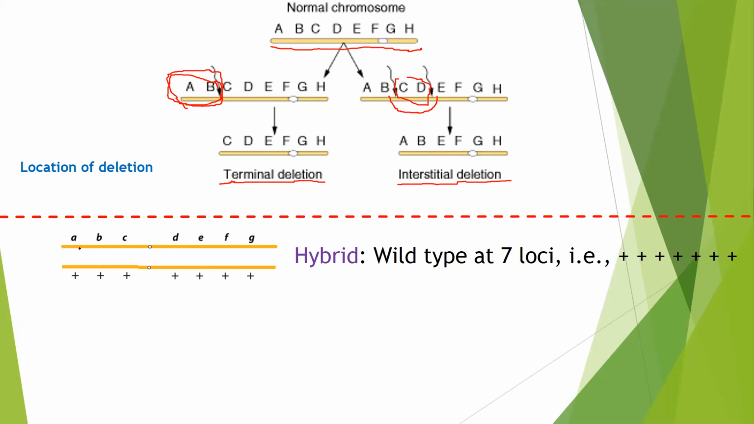For each locus, if the two alleles show complete dominance, for example, this is a wild type and this is a mutant, then the entire individual should be wild type, because the wild type is dominant. All wild type is dominant to the mutant.